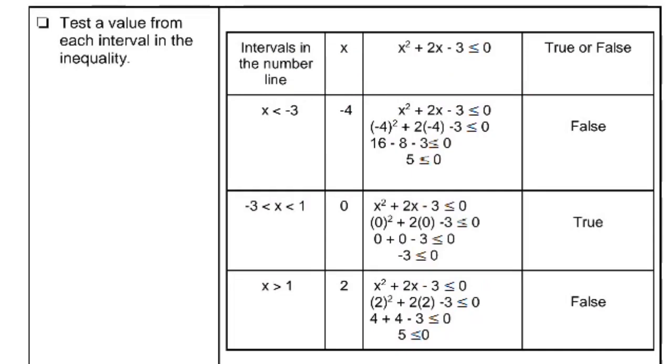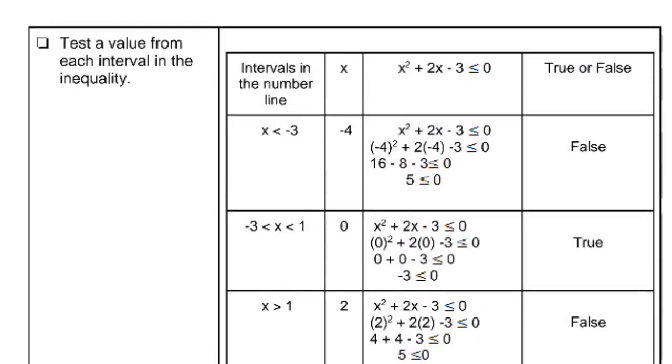Next step is you're going to test a value from each interval in the inequality. So x is lesser than negative 3. We can use negative 4. So substitute negative 4 to x in the inequality. We're going to have x squared plus 2x minus 3 is lesser than or equal to 0. So substitute x with negative 4. Negative 4 squared, 16. 2 times negative 4 is negative 8. Then minus 3 lesser than or equal to 0. Solving that one, 16 minus 8 is 8. 8 minus 3 is 5. So 5 is lesser than or equal to 0. This is not true. This is false. 5 should be greater than 0.